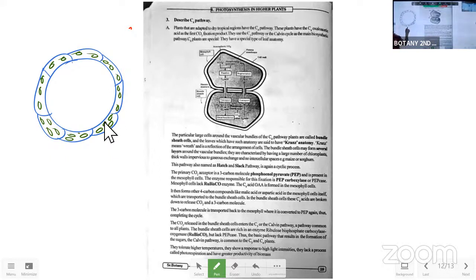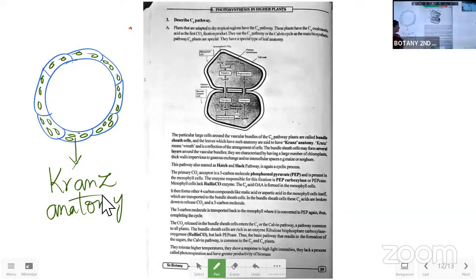Okay, so this is the one what we have to write. This is the Kranz anatomy. So the C4 cycle we need to explain, and the Kranz anatomy we need to explain. We need to draw. Then we have to wind up this. And here inside this bundle sheath cells, we have to go with the xylem and the phloem. Because bundle sheath, that means the vascular bundle, should not be kept empty at any cost.